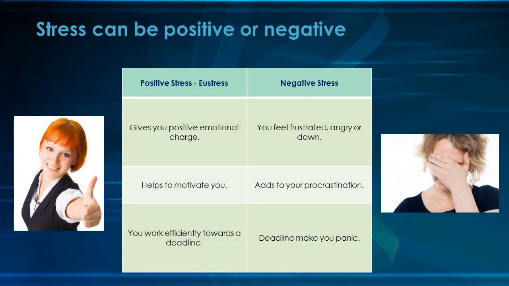Now, before we get into the stress effects, I wanted to make sure you understood that stress can be positive or negative. Positive stress is called eustress, and it gives you a positive emotional charge. It helps to motivate you, and it helps you work efficiently towards a deadline. So there is good stress, and then there's negative stress, where it's chronic stress and you feel it all the time. It makes you feel frustrated, angry, or down. It adds to your procrastination, and deadlines make you panic.